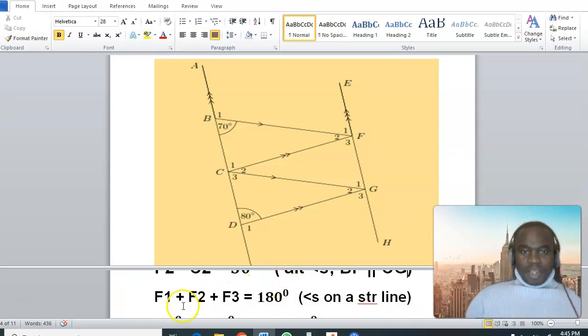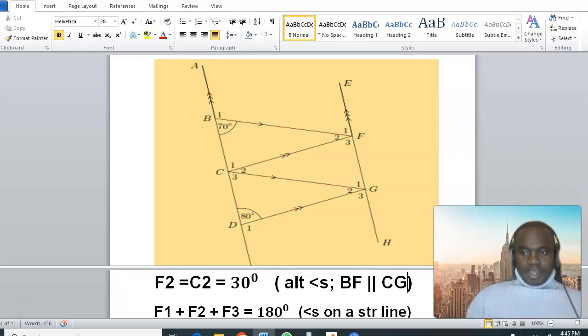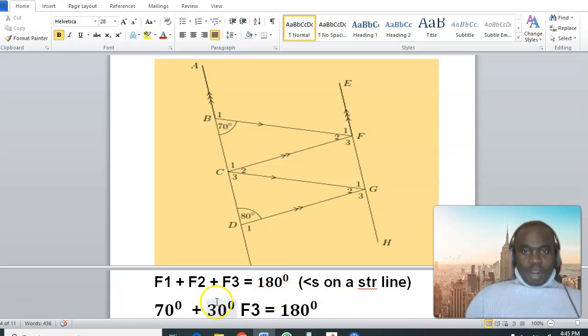Then F1 plus F2 plus F3 should be equal to 180. Angles on a straight line. And what is our F1? F1 is 70. We calculated F1 to be equal to 70 because they alternate. F2, we have just calculated F2 to be equal to C2, which is 30.